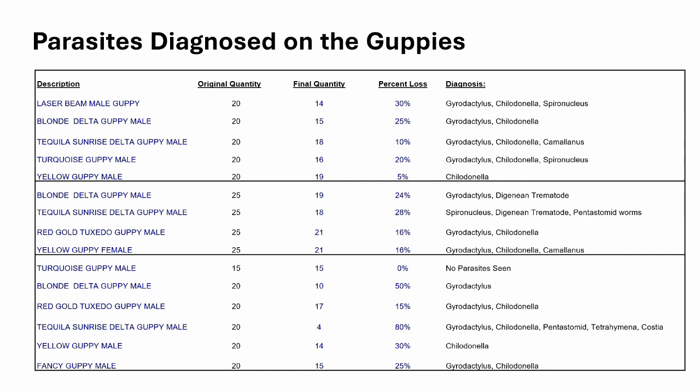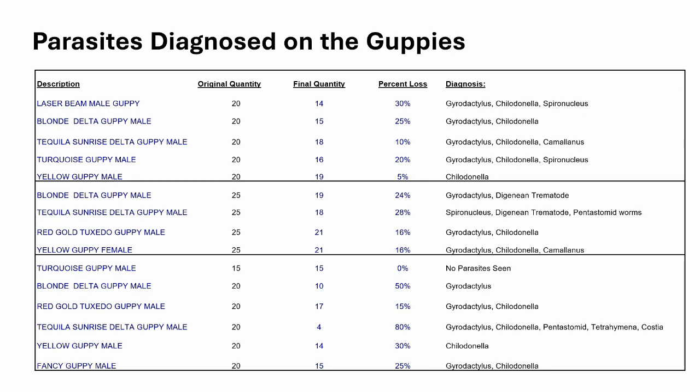The interesting thing is when you look at the losses during the study, some of the fish that had higher loads of parasites also had higher loss, whereas one of the guppies, I did not find any parasites on it, so it had no parasites, and it had 0% loss. Whereas the tequila sunrise guppy with Gyrodactylus, Chilodonella, Pentastomids, Tetrahymena, and Costia, so a variety of different worms and protozoa, had 80% loss. So this does show that the amount of parasites can be significant in causing loss of the fish.